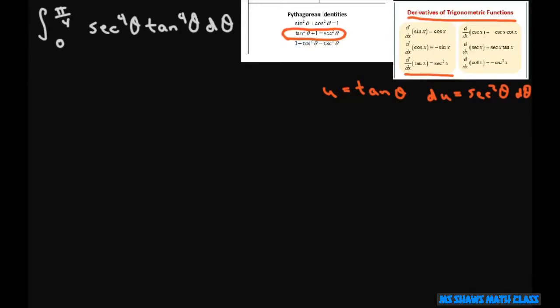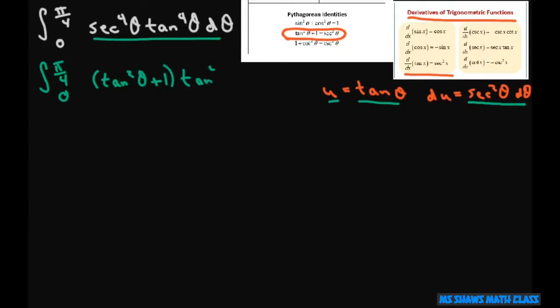So I can rewrite this integrand here, and I want it to have this part for my du, and u is going to be tan. So the way I'm going to do it is I'm going to write this secant to the fourth as really secant squared times secant squared. Well, secant squared is tan squared plus 1. Then we have tan to the fourth here.